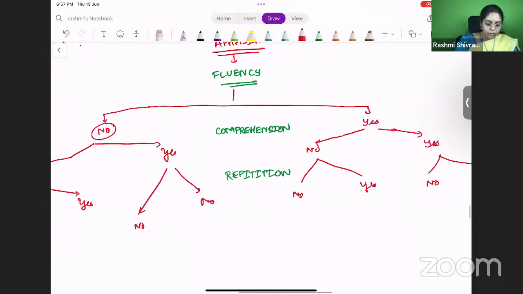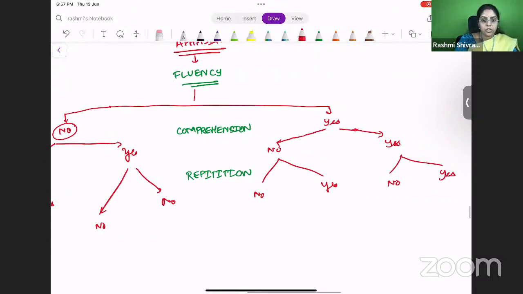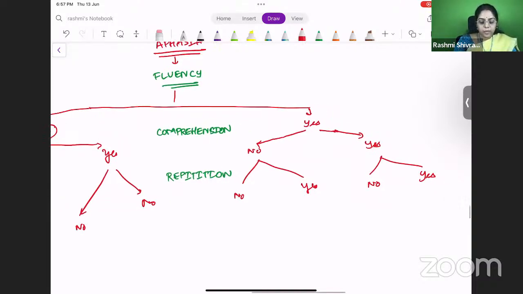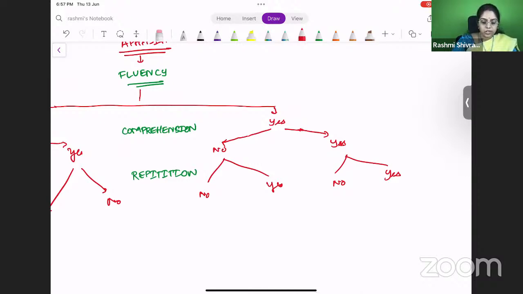Now the patient is having fluency. The patient is also having comprehension, and the patient is also having repetition. But he is aphasic. So what does it mean? The patient is not able to name the objects. So that is called anomic aphasia. So these are the ends of the spectrum. It's global aphasia on one end and it's anomic aphasia on the other end. So all the rest comes in between, right?